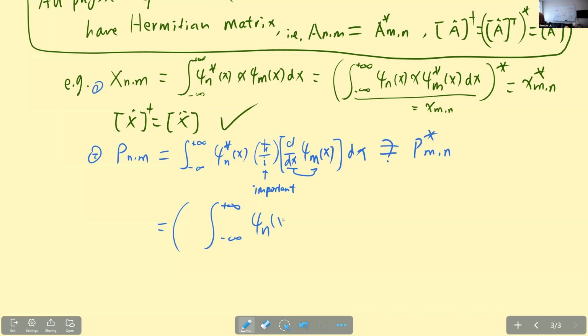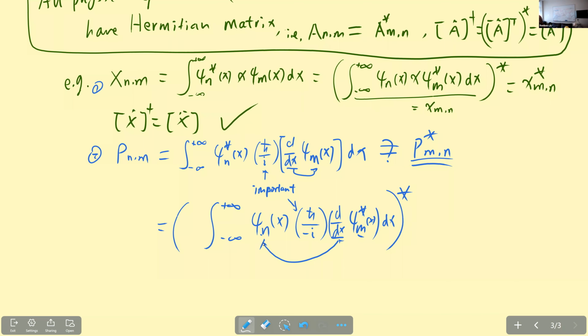ψ_m*(x), and now this one is ħ over minus i. So that's why I say this one is important. And d over dx ψ_m complex conjugate, and dx, right? And of course, to make this one correct, you have to put the complex conjugate to outside. All right. But now this one is not exactly this one yet, because this one is acting on the ψ_m, not on ψ_n, right?